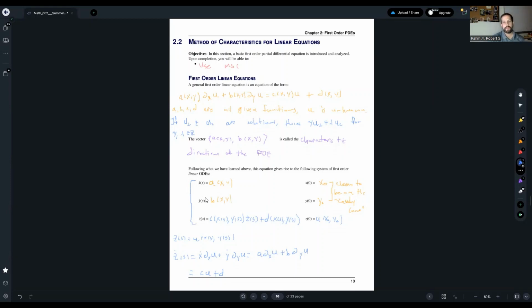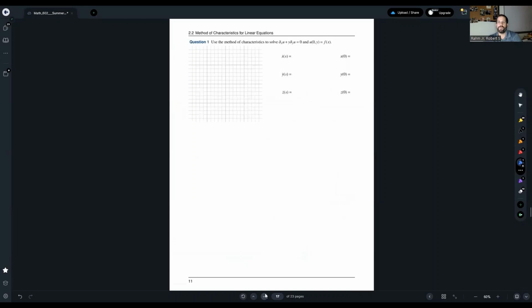x dot is only going to be a function of x and y. y dot is only going to be a function of x and y, but z could be a function of x, y, and z. Next week, we're going to see what happens when x dot and y dot can also be functions of z. But for now, for linear equations, x dot is only a function of x and y, y dot is only a function of x and y, and z is a function of x, y, and z. So that's it for this video. I'll do this example in the next video.